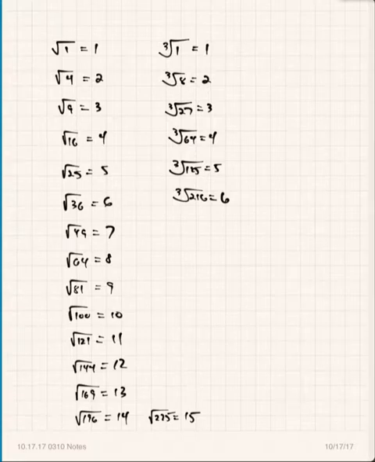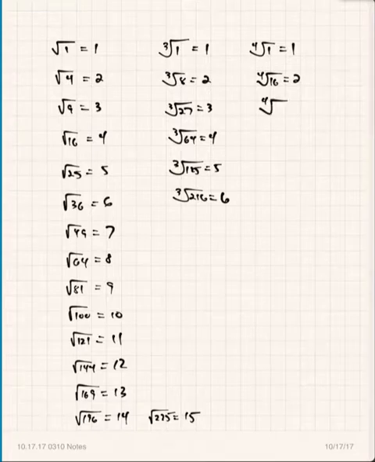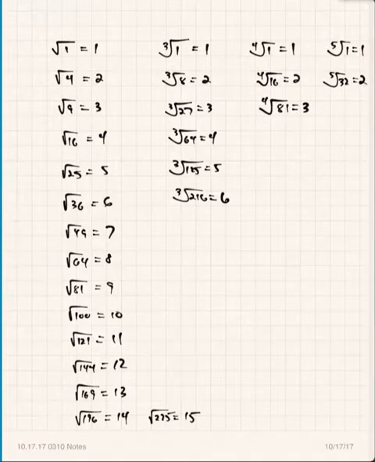The perfect fourth roots, certainly the fourth root of 1 is 1. The fourth root of 16 is 2. Fourth root of 81 is 3. And if you knew up through that, that would be fine. And then the fifth root, if you at least knew that the fifth root of 1 is 1. And the fifth root of 32 is 2, if you at least knew those. So these are roots that you should know.